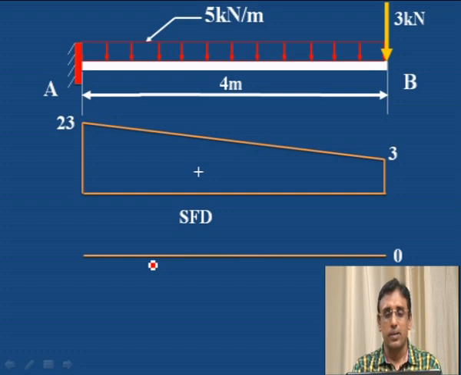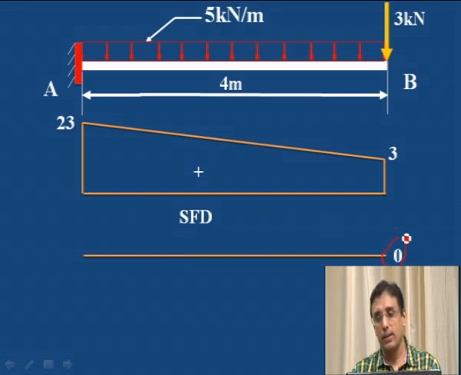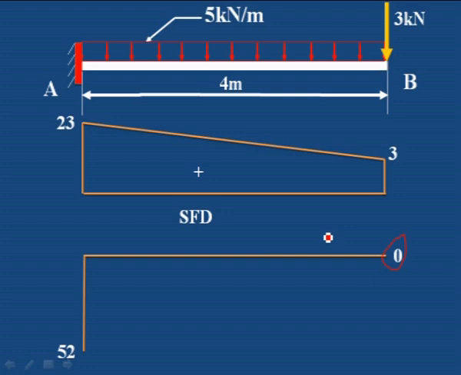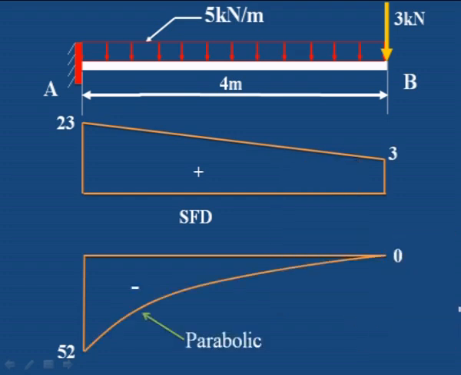Next, to draw the bending moment diagram, first draw the horizontal line. At B it is a 0 value. Then at A it is 52 kilonewton meter. From here to here we have to join by a parabolic curve, not a straight line, since it is a UDL. This is the parabolic. So this is the bending moment diagram for this beam carrying a uniformly distributed load throughout its span and a point load at the free end.